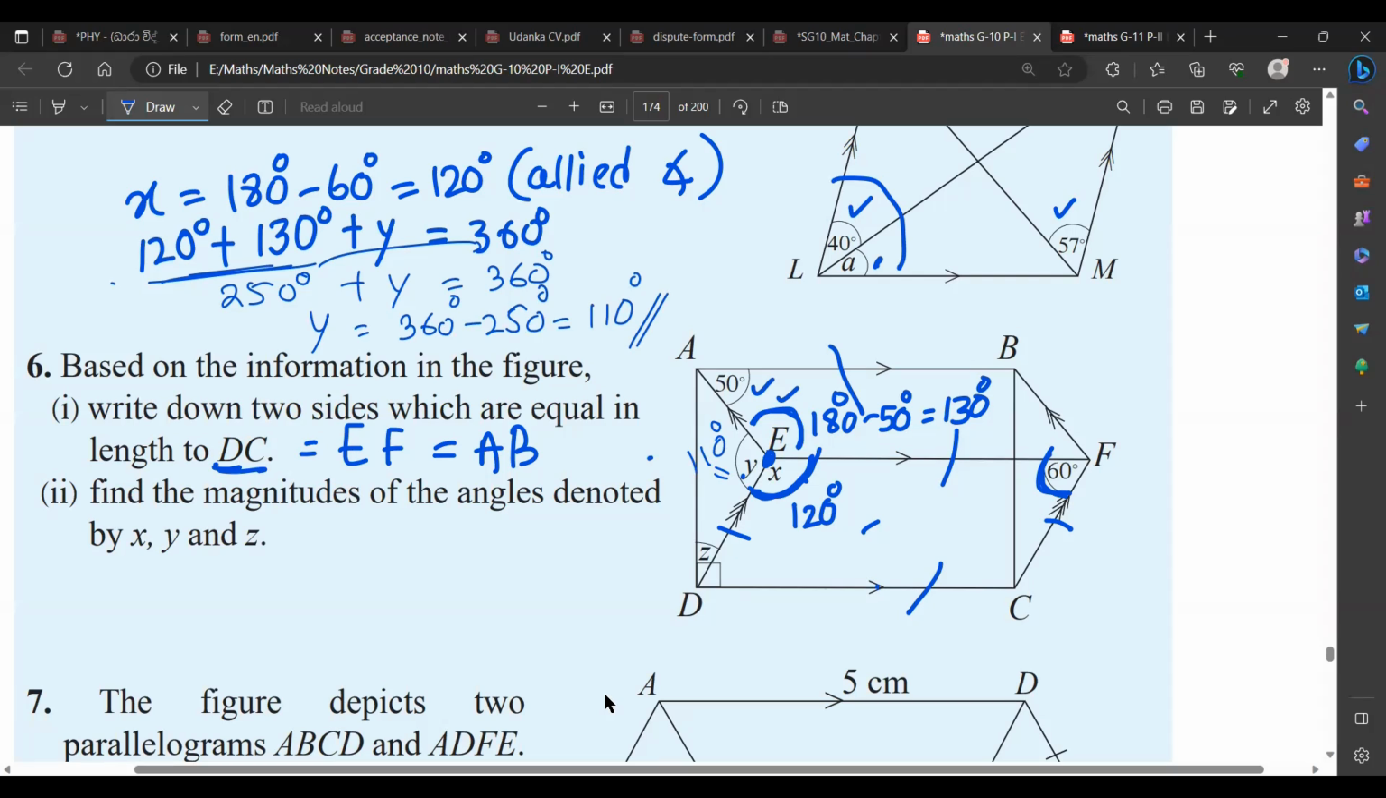It should be 110. Why? X equals 120. A right angle, you got Y equal to 110 now.